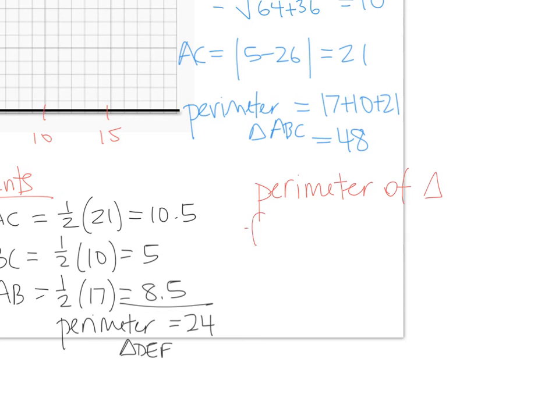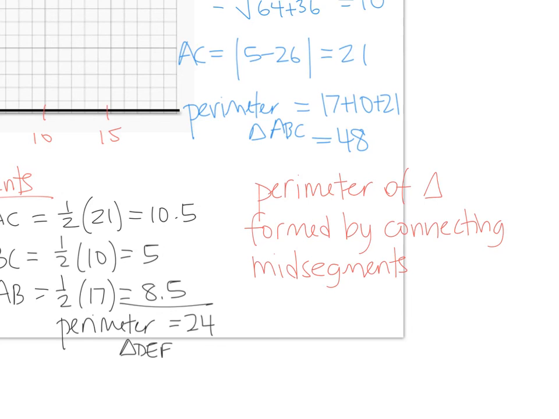So if you look at the relationship, you know that the perimeter of the triangle formed by connecting mid-segments is going to have the same relationship. The perimeter of this triangle equals 1/2 the perimeter of triangle ABC. And that's the end of lesson 5.1.